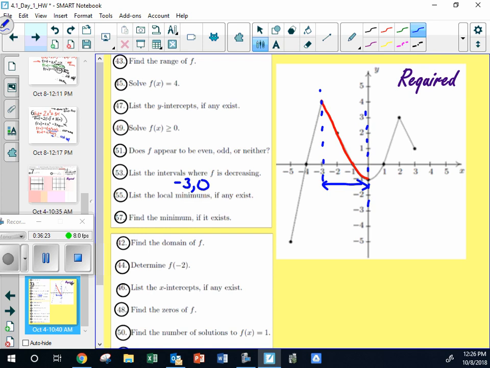And this one, you could definitely argue, is it still decreasing at the very end point? Hasn't it stopped decreasing right there? That's one where I would accept brackets or parentheses, either one.